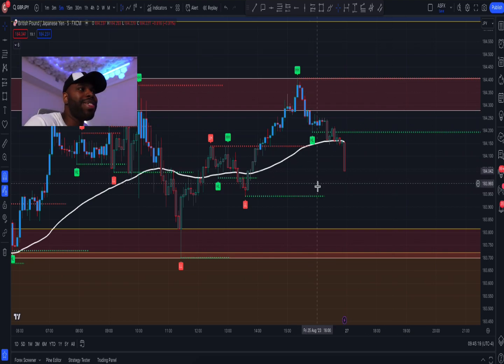So I hope that makes sense. I hope you guys are getting value from this. But with that being said, that's how I draw my zones, and that's how you want to be trading.